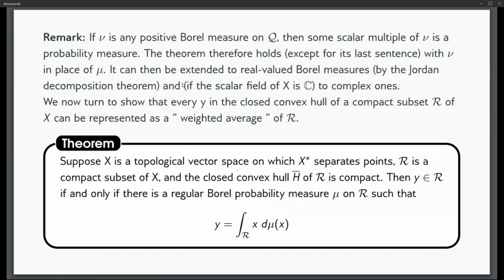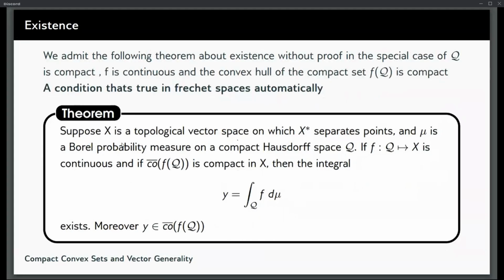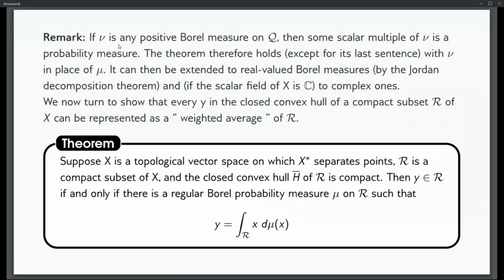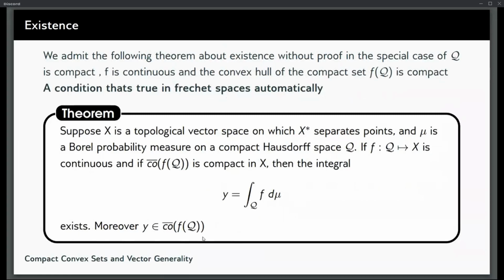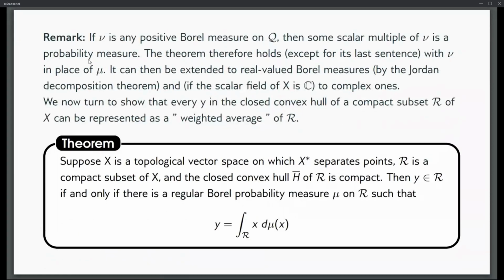Now, a remark: you would be asking, okay, we've proved this for probability measures. What if I want my measure to not be a probability measure? This is something we can resolve easily. Because if nu is any positive Borel measure on Q, then some scalar multiple of nu is going to be a probability measure. So the theorem holds except for its last sentence, which means that we can extend it to real valued Borel measures by the Jordan decomposition theorem. And if the scalar field is C, we can extend it to complex ones.